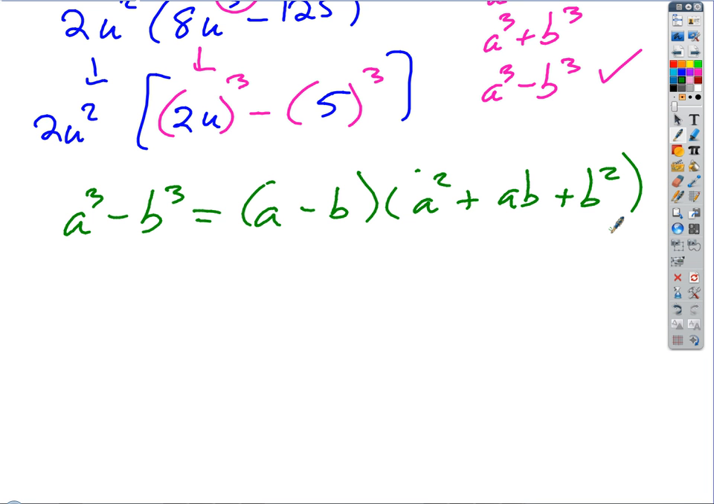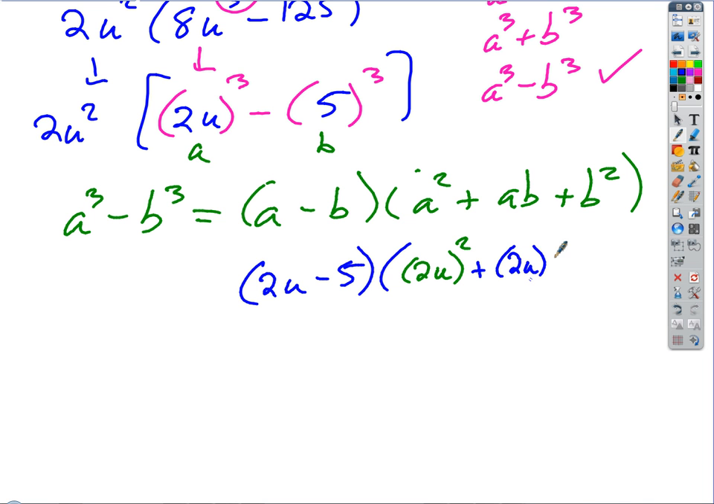Now we just got to follow our pattern. Here's our A, and there's our B. So we're going to get A, which is 2U, minus B, which is 5, times A squared. Let's write it this way first. A squared is going to be the quantity 2U squared, plus A times B, which is 2U times 5, plus B squared, 5 squared.